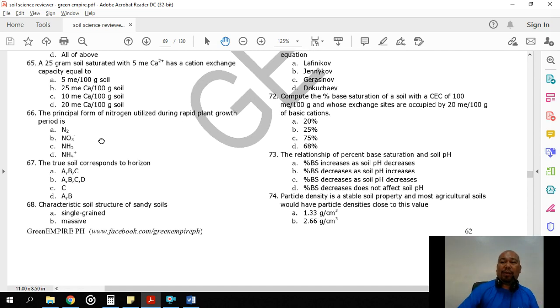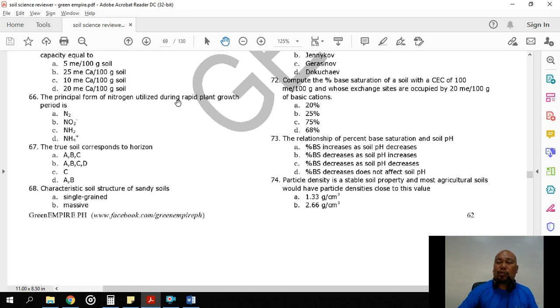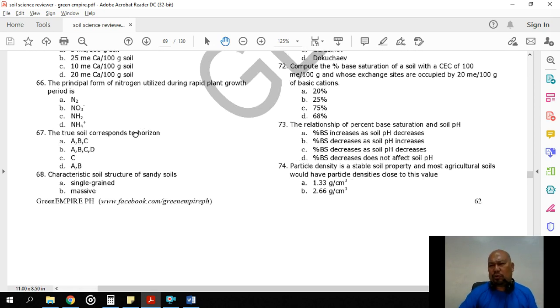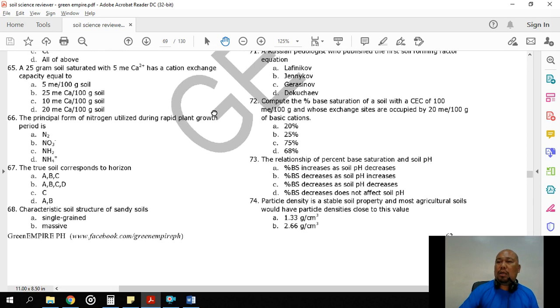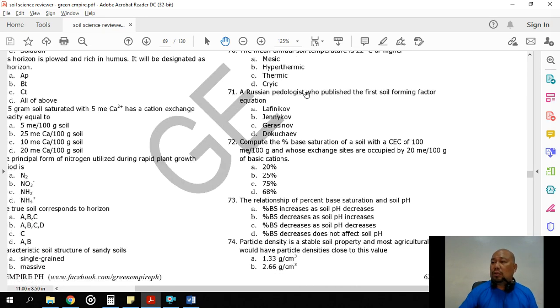Number 66, principal form of nitrogen used during rapid plant growth. It seems we already passed this earlier, nitrate, I'm not sure. The true soil, we're back. Sorry, we are here at 71.